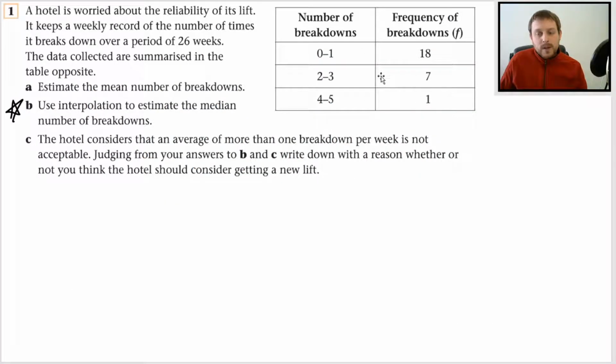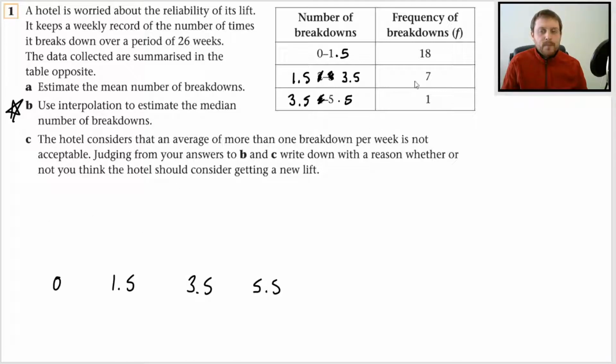As for this one, we're going to instead make this go to 1.5, 1.5 to 3.5, and then 3.5 to 5.5. So we've got 0, 1.5, 3.5, 5.5. The class width is 1.5, and the height will be 18 divided by 1.5, which is 12. So we've got a height of 12.